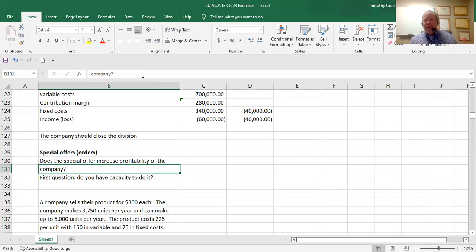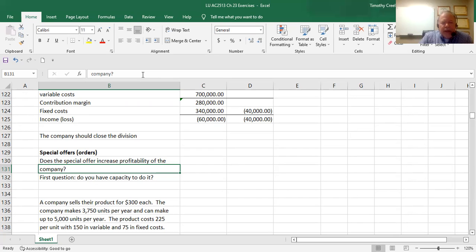Now, if you do have to buy some new piece of equipment or something for the special order, then of course that would also factor in. But most of the time, most of your fixed costs are not even counted in the calculation.